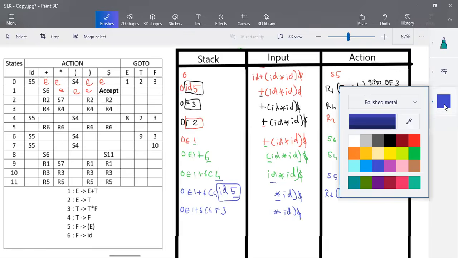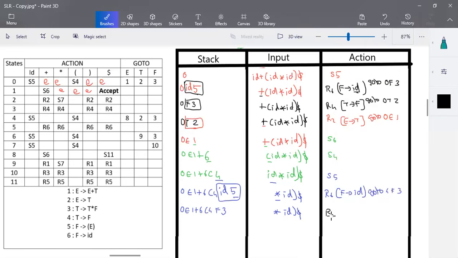So what is the next step? You have to check in the table what is 3 comma star. What is there in 3 comma star? It is R4, reduce with production number 4. Notice production number 4 is T tends to F.